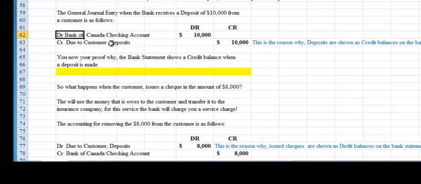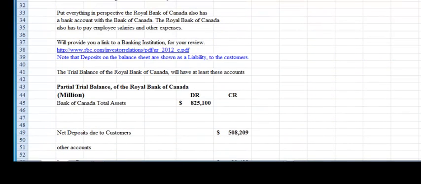It hasn't really earned anything when the bank collects money from a customer. So it's a liability. It's almost similar to unearned revenue. Let's go back.